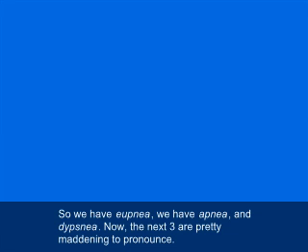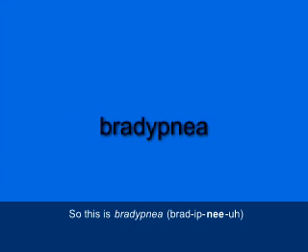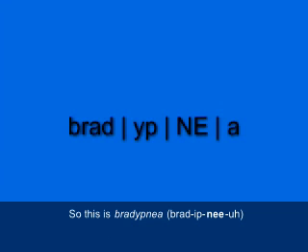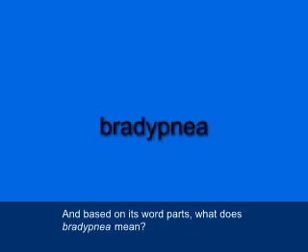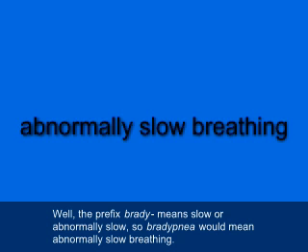Now the next three are pretty maddening to pronounce. The next one has four syllables. The stress, again, is on the knee part, which is the third syllable. So we have two syllables we have to say pretty fast and run them together and put the stress on knee. So this is bradypnea, B-R-A-D-Y-P-N-E-A. Bradypnea. And based on its word parts, what does bradypnea mean? Well, the prefix brady, B-R-A-D-Y, means slow or abnormally slow. So bradypnea would be abnormally slow breathing.